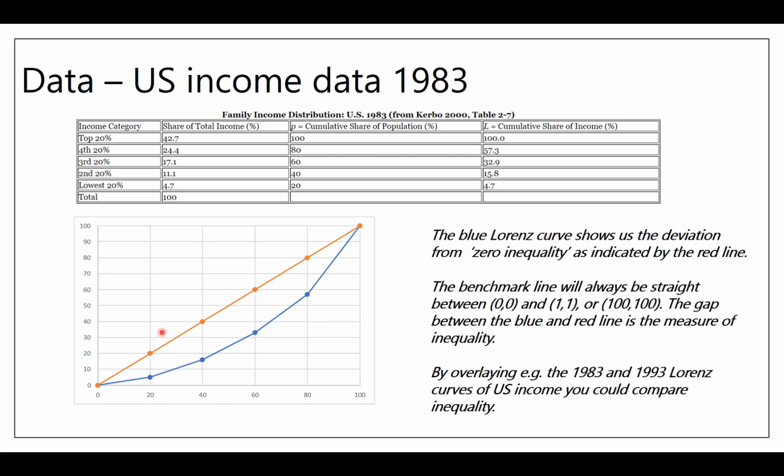Okay, and so to do this, we actually had some data by income category. And the way to do this is to plot from lowest income to highest income, so that you're getting the first 20% of people own 5% of the income. The second 20%, between 20 and 40, ordered by their income size, has 11%. And then this blue curve actually plots the cumulative share of income out here. So 4.7, 15.8, 32.9. And so that's the Lorenz curve, the curve that bends away from the orange benchmark line.